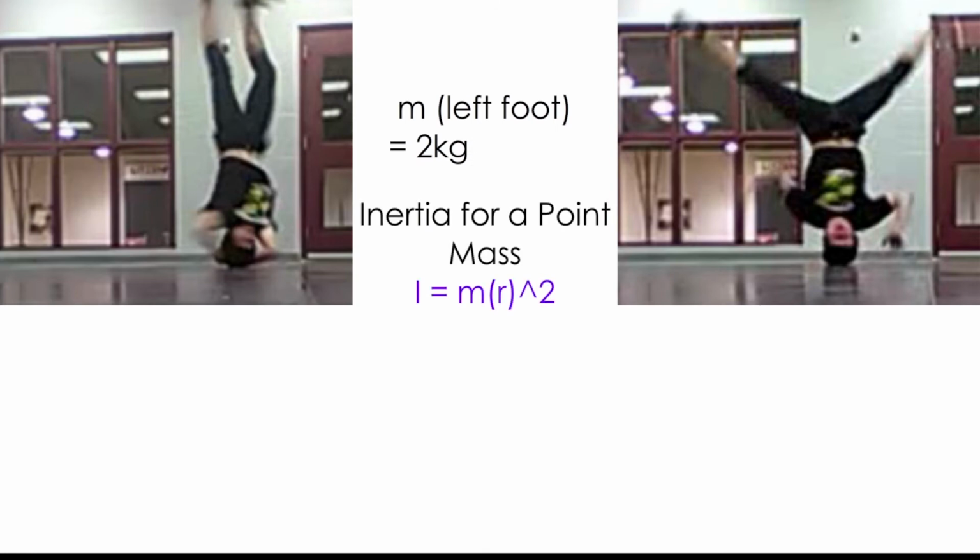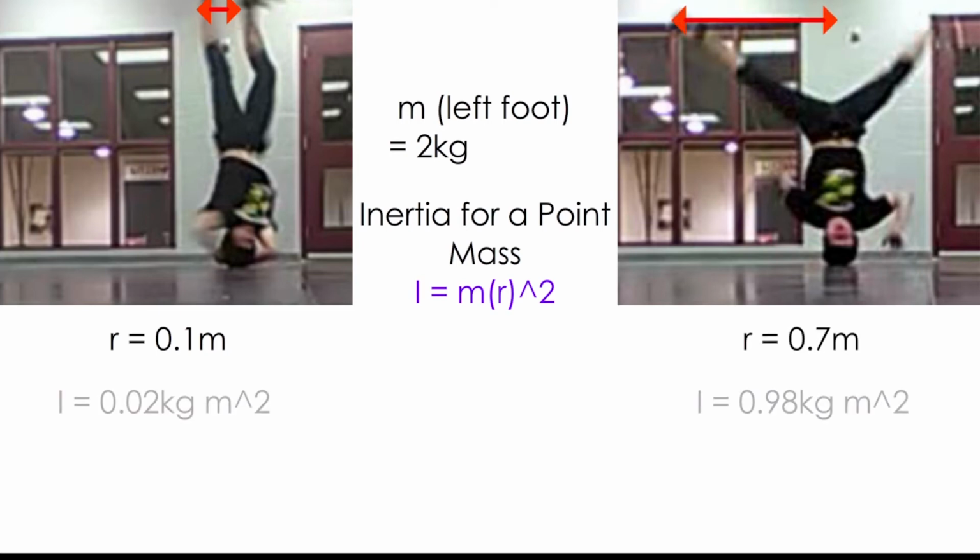To keep things simple, let's consider the left foot of the dancer to be a point mass of 2 kilograms. The inertia for a point mass is I equals m r squared. In our first example, our foot is only about 0.1 meters away from the axis of rotation, while in our second example, it's around 0.7 meters. As you can see, inertia is much higher for a mass farther from the axis of rotation.